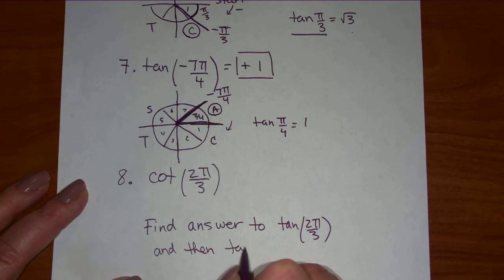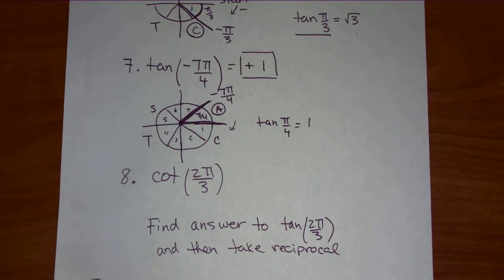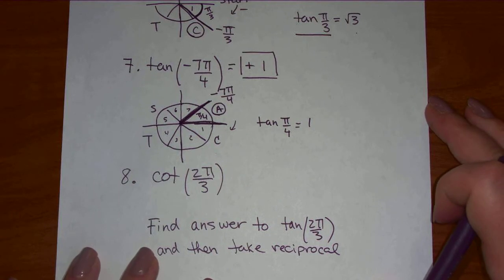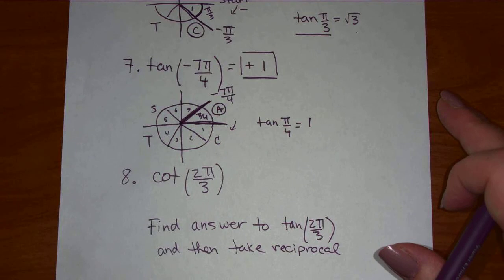I'll put reciprocal, that's the right word. Inverse, remember, is not the right word. It's not the inverse. It's the reciprocal, flipping it over. Inverse trig is something else, and you do those in 1003. Okay, so we're going to do tan of 2 pi over 3. We already did it, but we'll do it again.